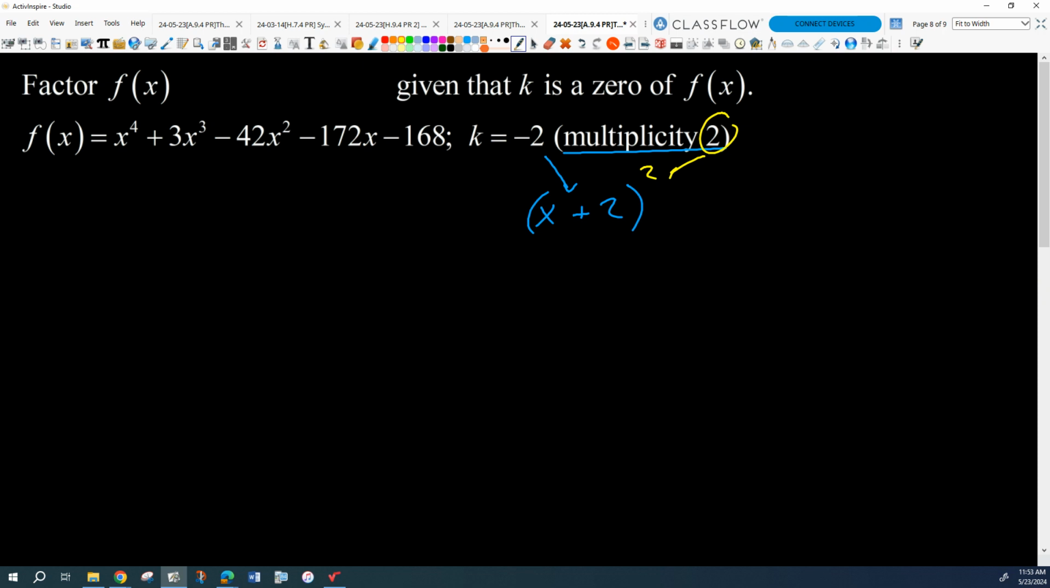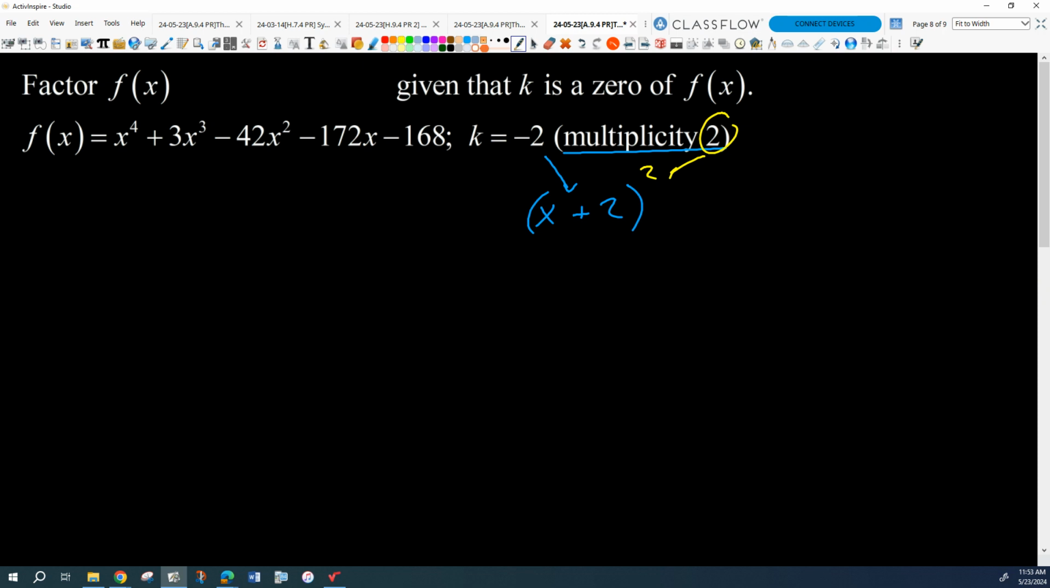So how many times should I be able to plug that number in synthetically and get 0 in the remainder box? 2 times, because the multiplicity is 2. It counts as 2 separate solutions because it happens twice. So when we say that this polynomial is 4th degree and has to have 4 solutions, the multiplicity of 2 means this one counts for 2 of those 4. So how many other ones should we expect to find? 2, right?